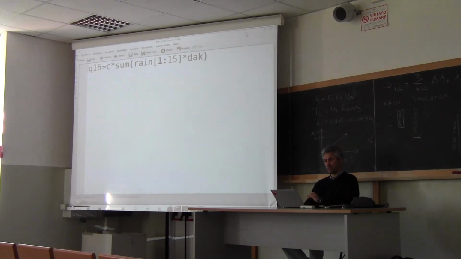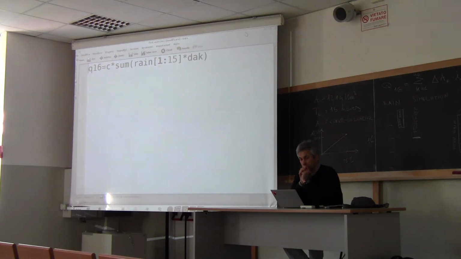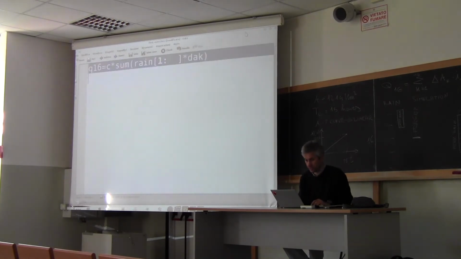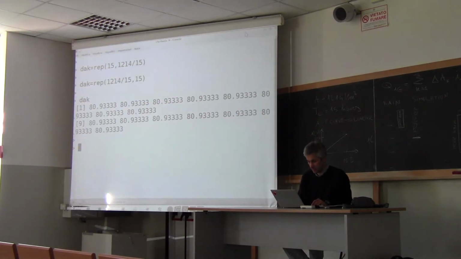Let's save the file. And now we are ready to select this and copy and paste in R. So let me make Ctrl C, and then I go in R, Ctrl V, and of course Q16 should be 0, fine.